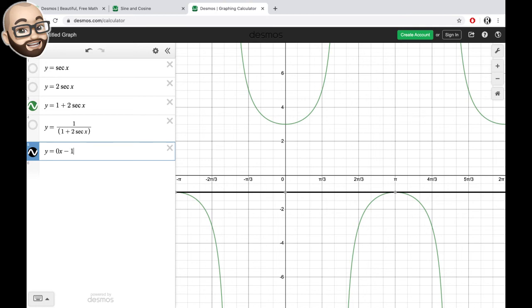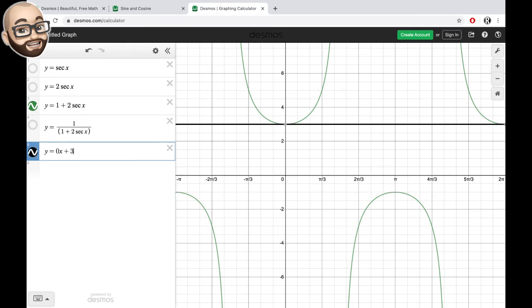But there will be other places, if I was to move this line going upwards, which also have a gradient of 0. So one of the coordinates is 0, 3, and the other one is 2 pi, 3. So there were 4 points on this graph where the curve has a gradient of 0. It's the maximum and minimum points of the curve.